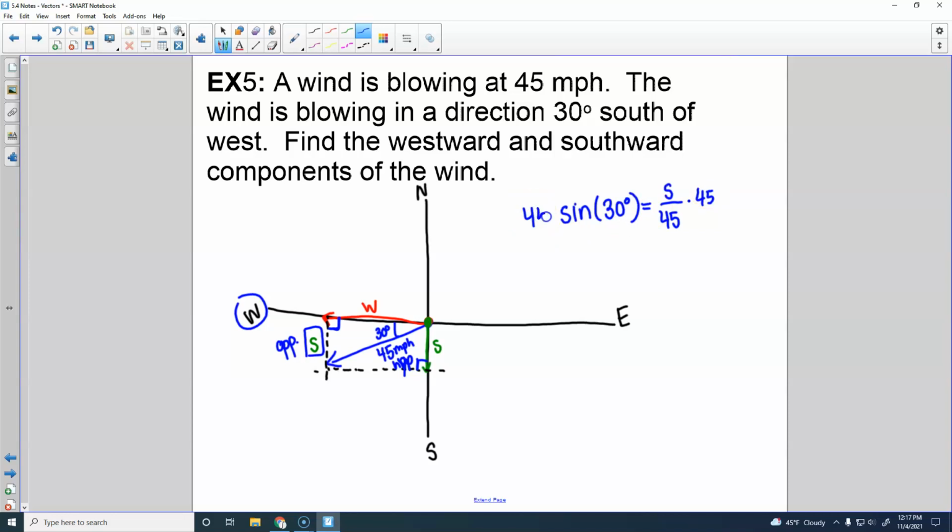So we're going to multiply both sides by 45 here, and S is going to be, let's get the calculator out.